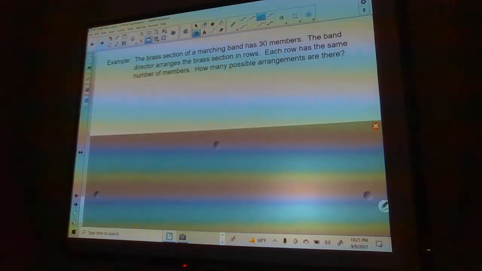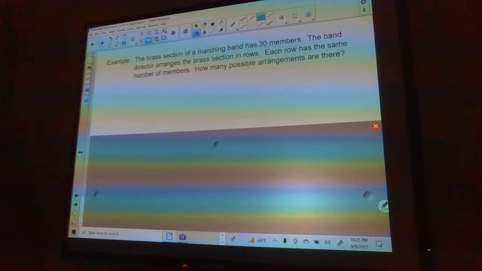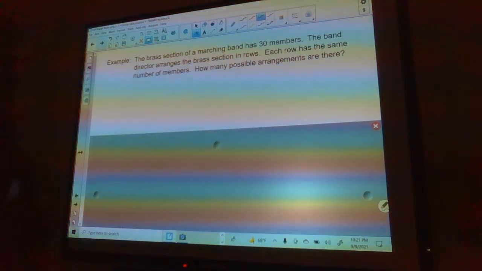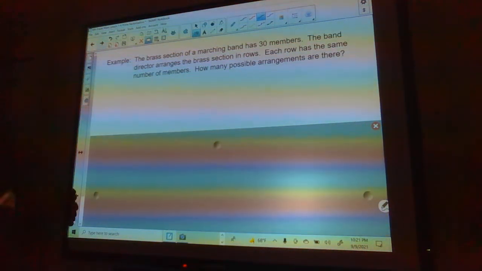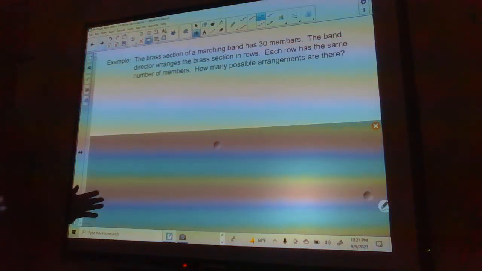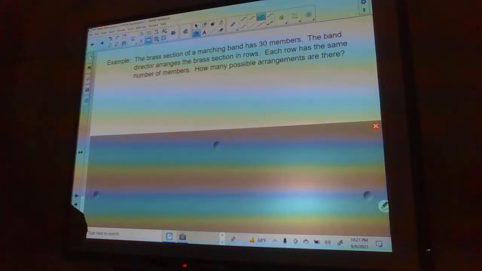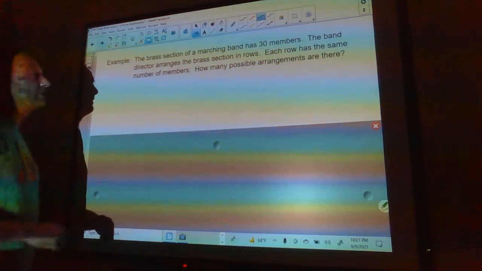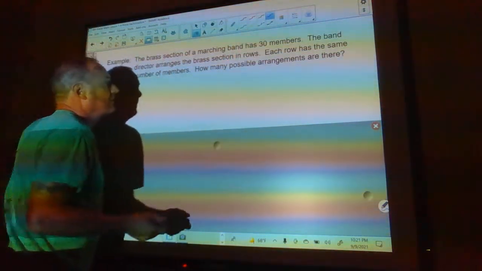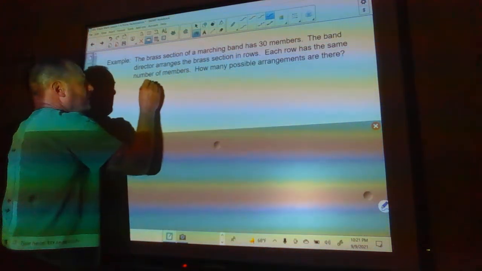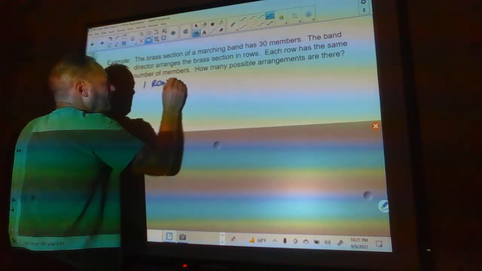Okay, so the brass section of a marching band has 30 members. The band director arranges the brass section in rows. Each row has the same number of members. How many possible arrangements are there? Okay, so you can do this a couple ways. Say, well, I could do 1 row of 30.